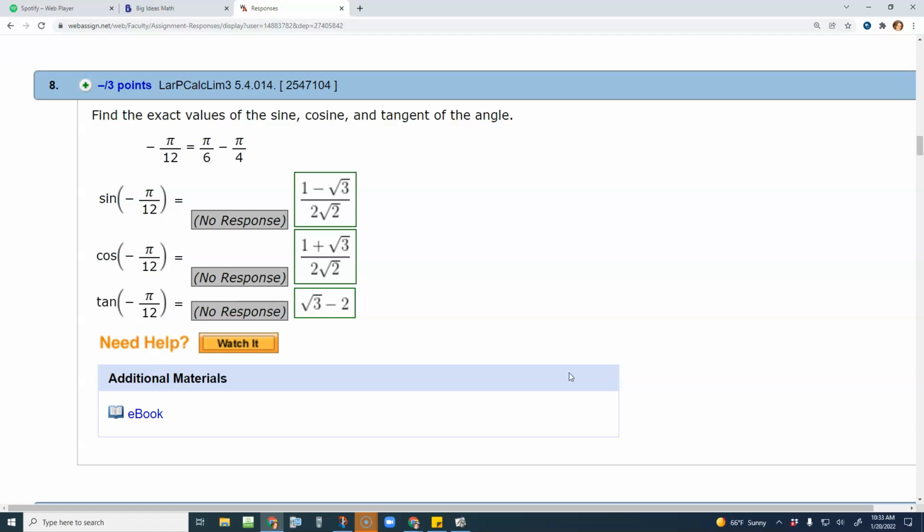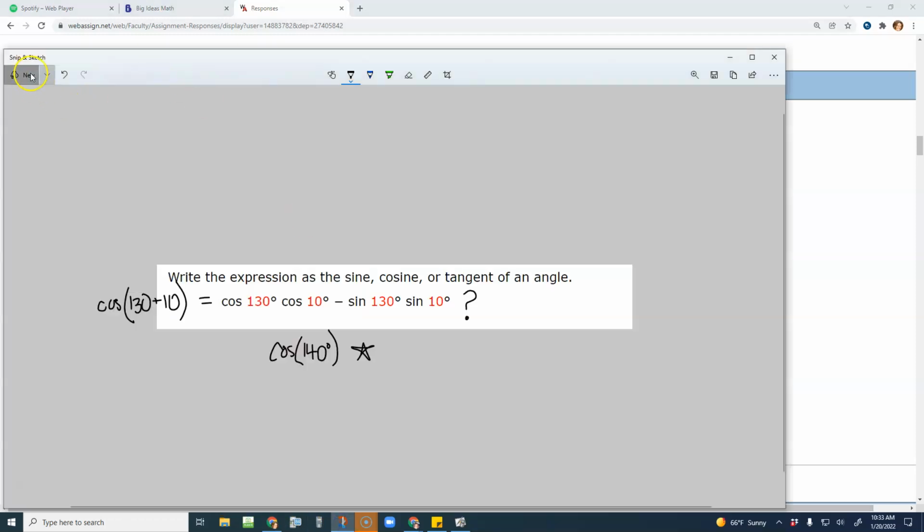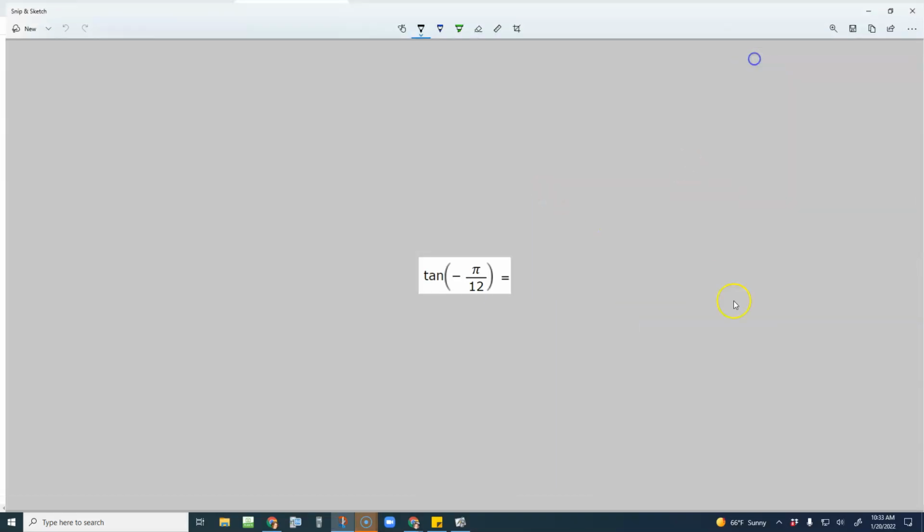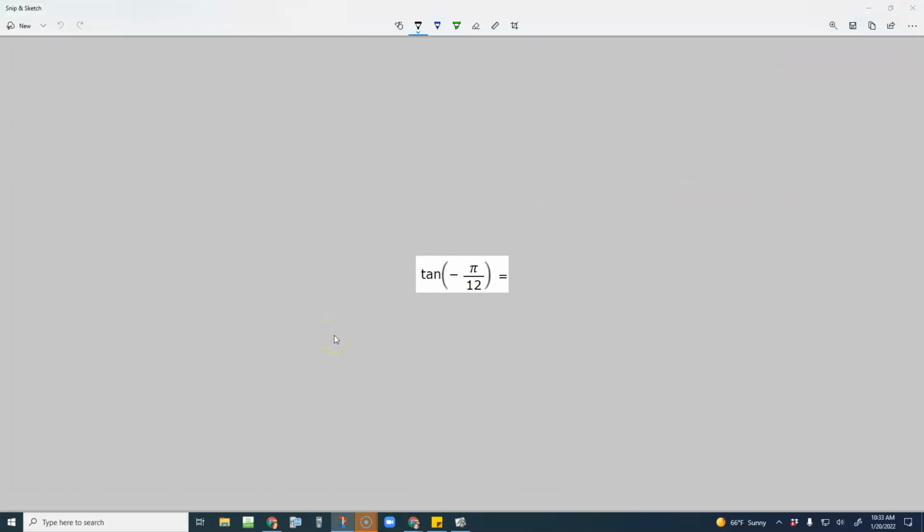Those of you guys that are still stuck on number 8, is there any algebraic simplifying you want me to go over? Which one? For tan, yeah, we got square root of 3 minus 3 over 3 minus the square root of 3. Yeah, the simplifying can sometimes get messy, especially in the tangent formula.